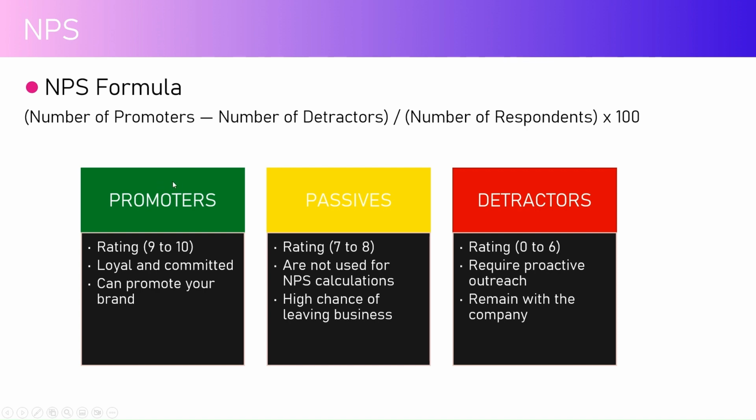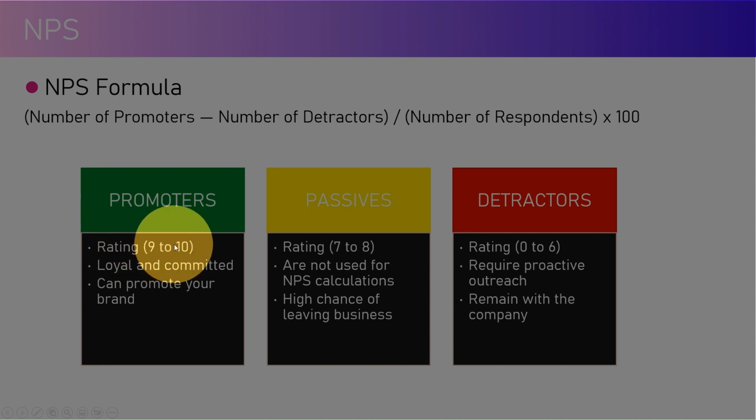Now, the three classifications based on the ratings are, first, promoters. Rating 9 to 10, they are loyal and committed. They can promote your brand. So they want your brand to grow. They want to work with you. They want to further strengthen the relationship with you. So you need to focus on these promoters.